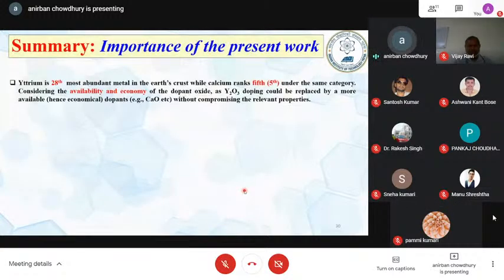Why this result is important, whatever we have been doing and whatever I show it here. See, first thing first is the yttrium. So when you have yttria, that is yttrium, yttria stabilized zirconia, that is 28th most abundant metal on Earth's crust. Okay. Calcium is the 5th in the same category. So when you replace yttrium or yttria with calcia, there's a remarkable saving on the economy and of course availability.